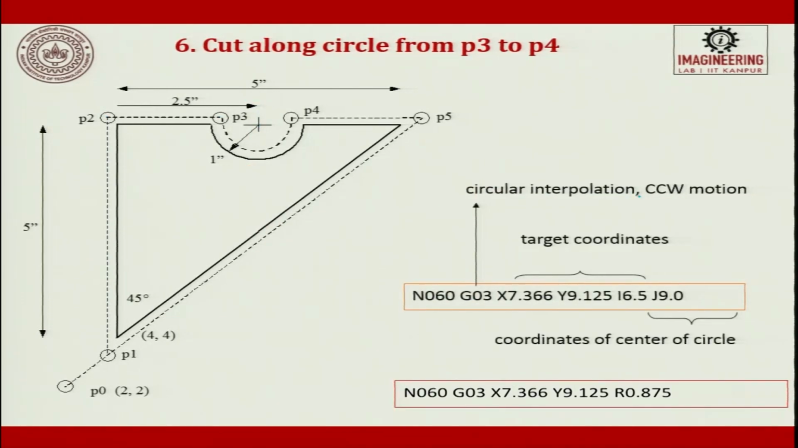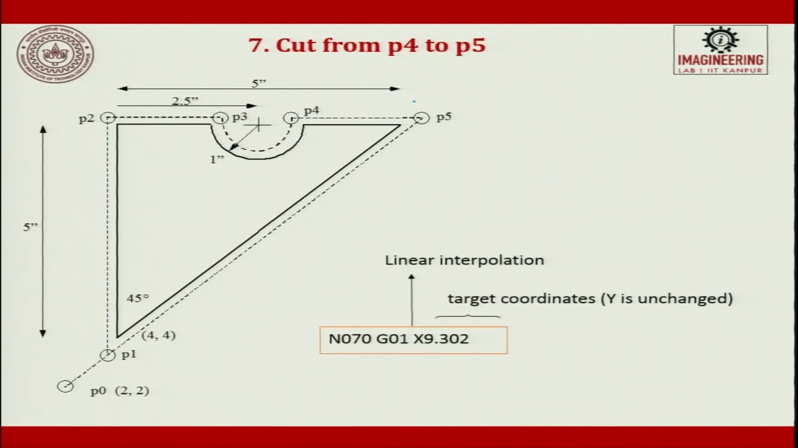Next one is circular interpolation, counterclockwise motion. So, N60 G03. From here I have to swing it around up to here. It gives me the point, which is x 7.366 and y along a straight line 9.25, and I and J are the coordinates of the center of the circle, or you can define the radius R. You can write it like this, or you can write N60 G03, x is the same, y is the same, I 0, you can define R 0.8, then you can go up to this point.